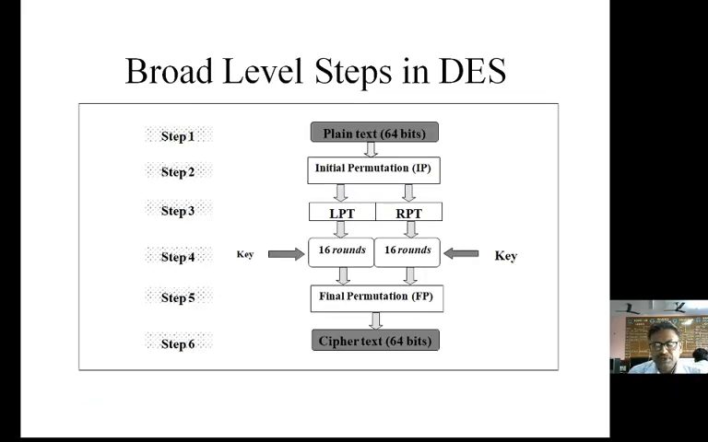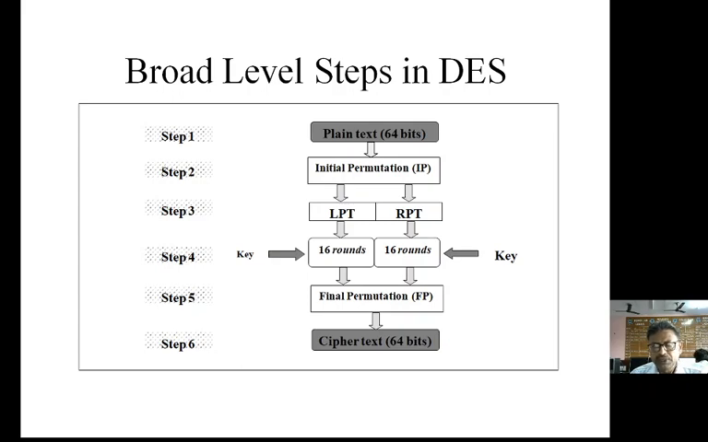Now, these are the broad-level steps used in DES. Initially we take the plain text, which is 64 bits, and first of all we perform an initial permutation. Initial permutation is a technique by which, using a certain table, we permute the positions of the bits of the 64-bit plain text. After the initial permutation, it always remains 64 bits. Only the bit positions are changed.